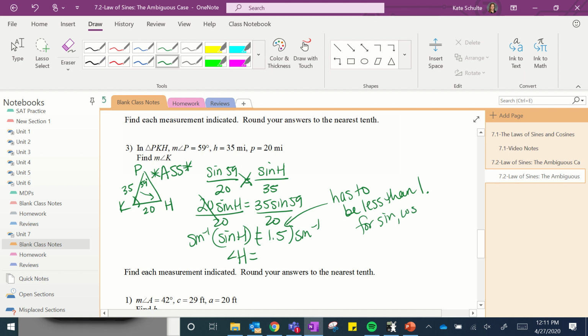So just for sine and cosine, this has to be less than 1, right? We've almost always plugged in a 0.87 or a 0.34, right? They're all less than 1. And because that's 1.5, there's an error here, so that means there's going to be no triangle. This isn't even actually a triangle. There's no triangle that could have this angle measure, this side measure, and this side measure. All right, so that's what that one means.